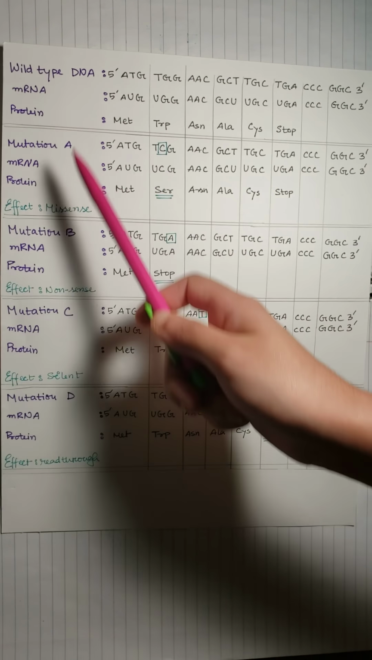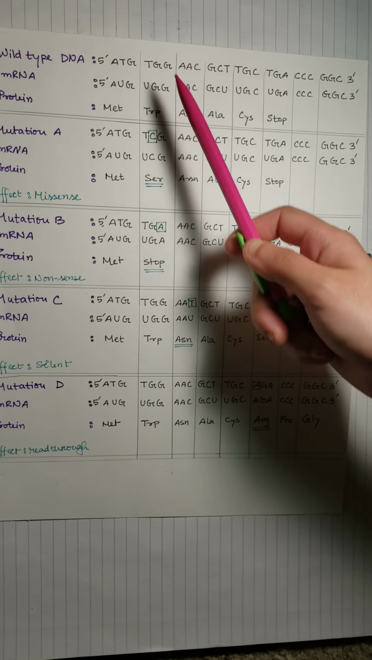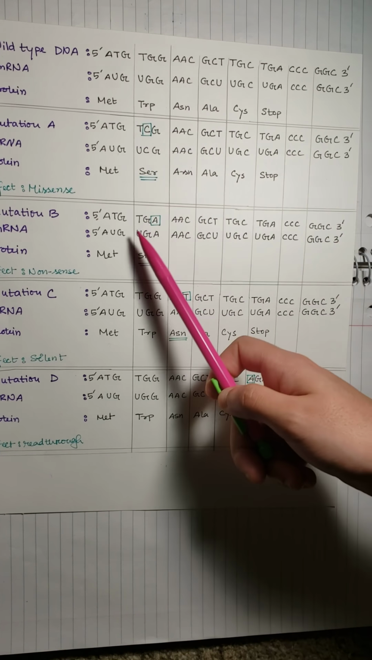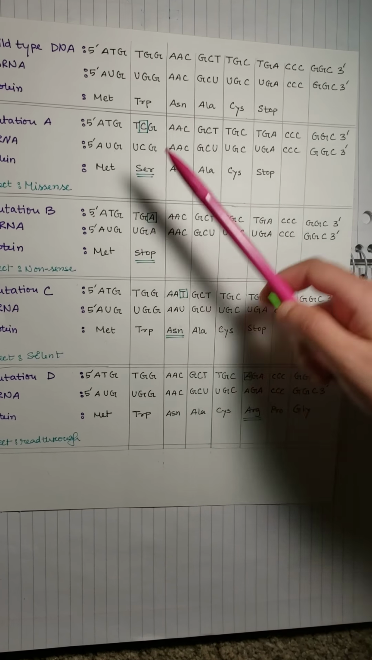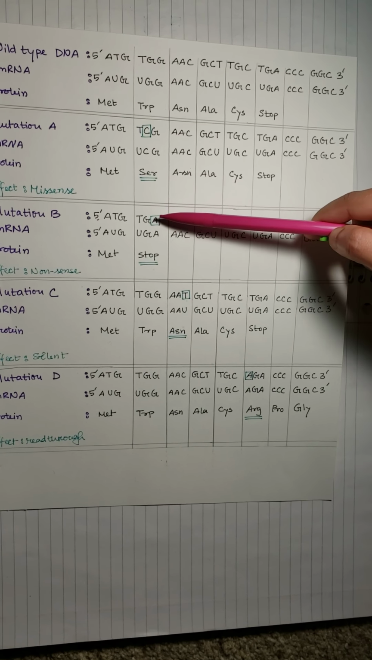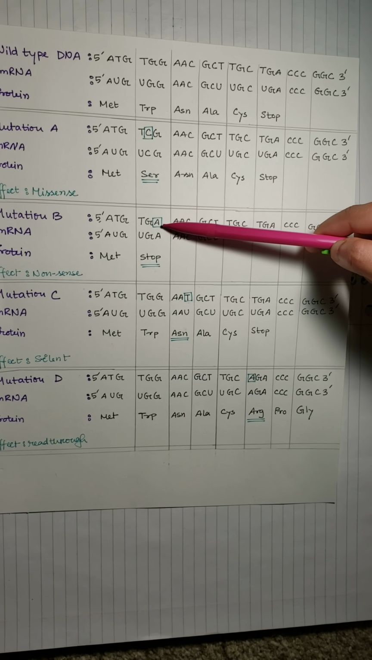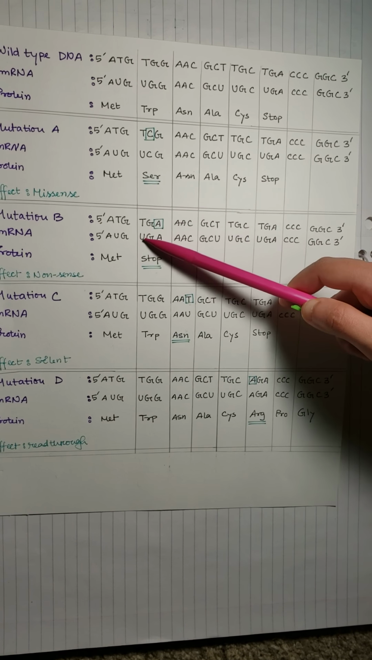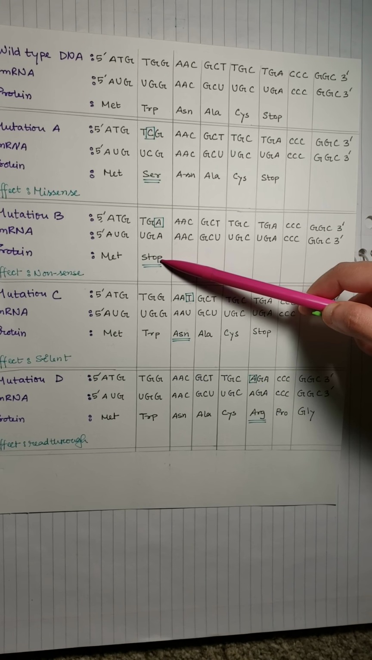Now let's compare wild-type DNA with the mutated B-strand DNA. Here we see TGG, but here we see TGA. So the G base was substituted with A. Now G and A are both purines, so this is a transition mutation. TGA becomes UGA after transcription, which is a stop codon.